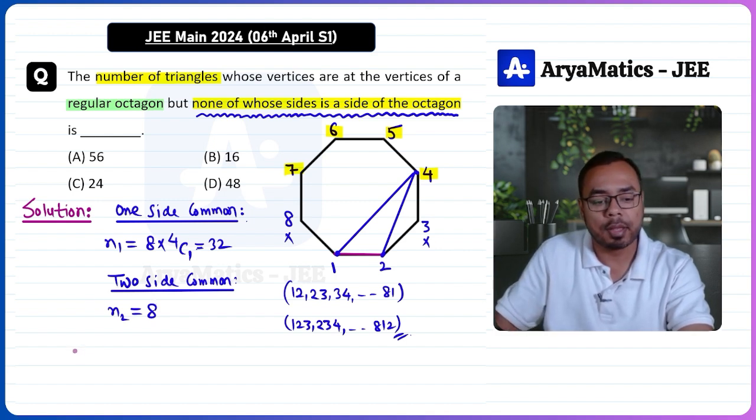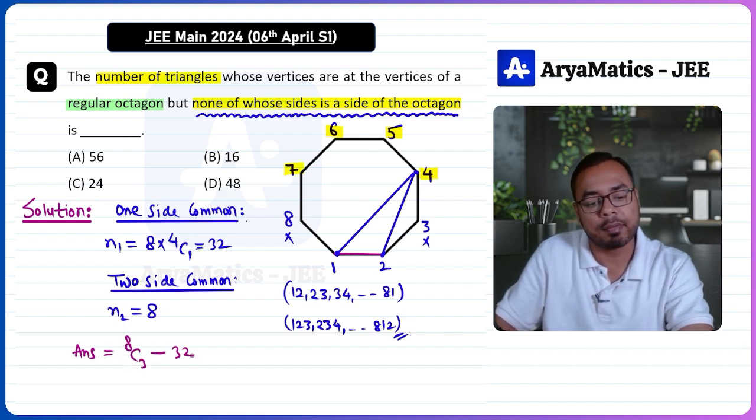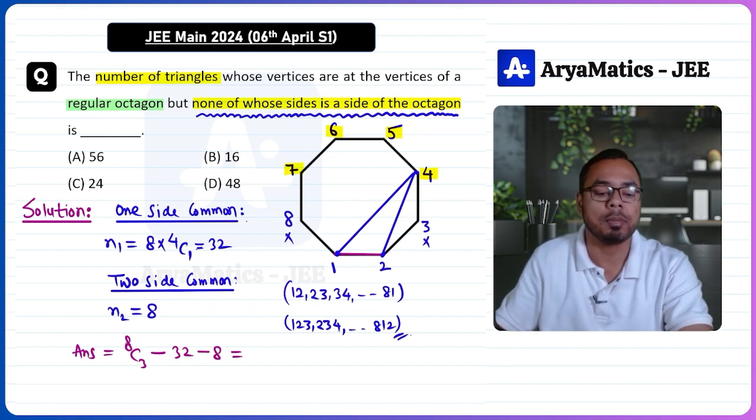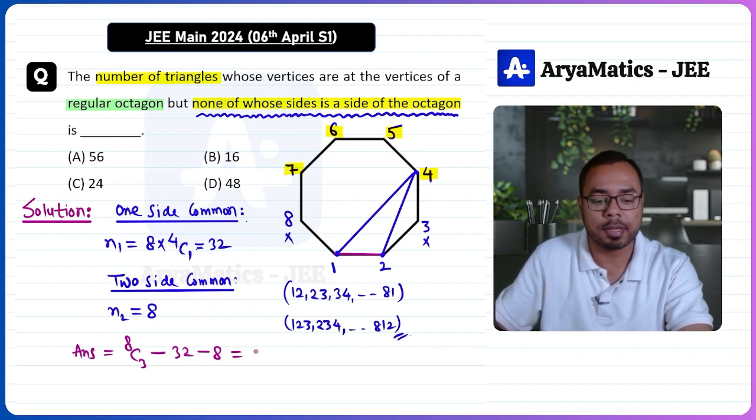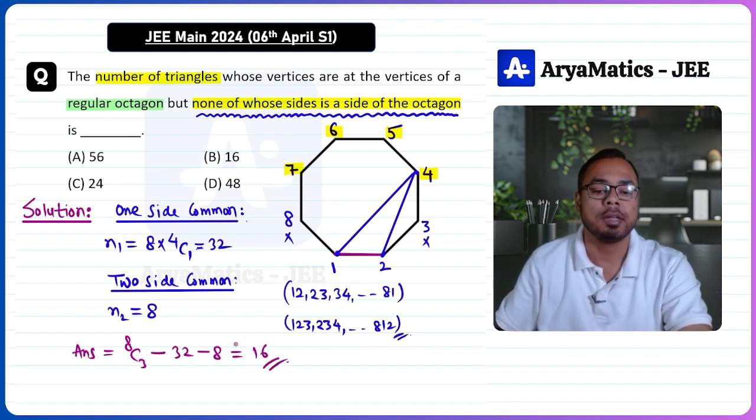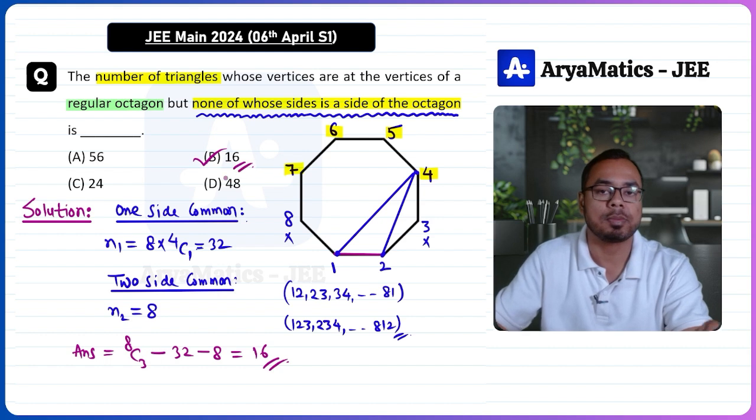And now, our answer will be the total number of triangles, this is 8C3, minus the number of triangles having one side in common, minus the number of triangles having two sides in common. 8C3 is 56, minus 40, that will be 16. So that should be the correct answer for this problem, right?